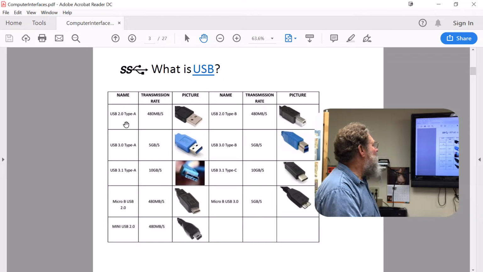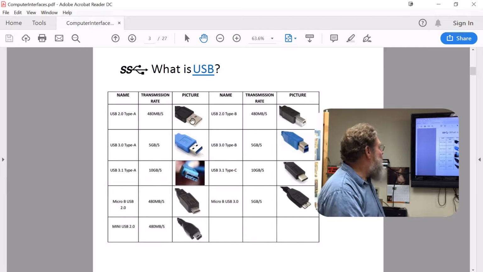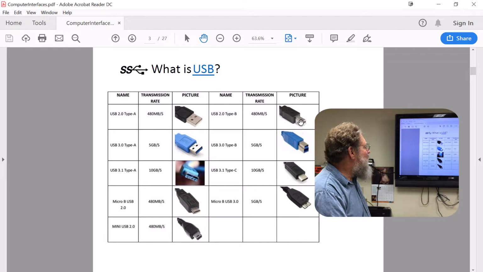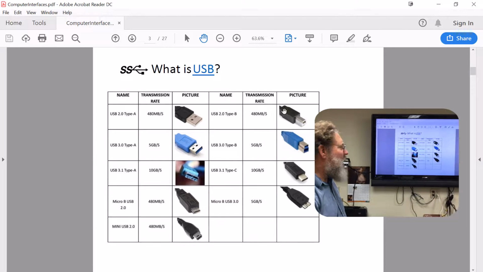Back in this version 2 here, this is what my mouse is plugged into right now. Does anybody recognize what this little interface would plug into? Anybody? I know you've seen them. Printer, right. This is a typical USB type B connector, okay? They're both USB 2, so this is A and this is B. So it's just a different style. They both give the same rate of information transfer, but they have a little bit different interface.